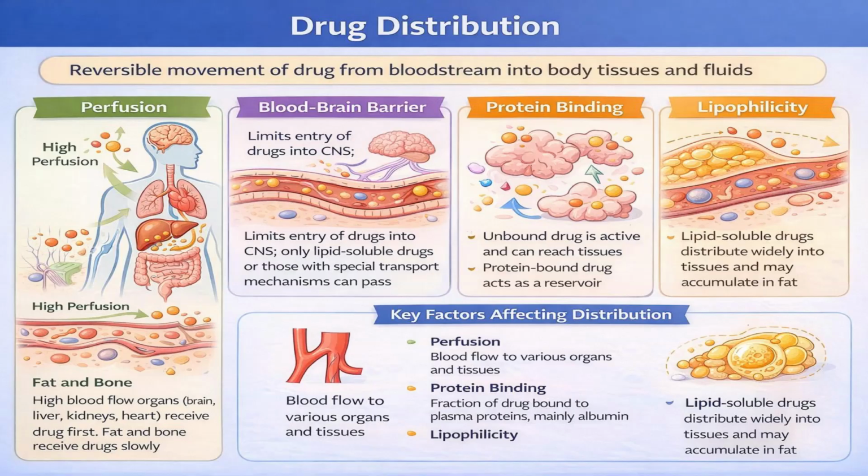Many drugs bind to plasma proteins, mainly albumin. Only the free, unbound fraction of a drug is pharmacologically active and capable of producing a therapeutic effect. Protein-bound drug acts as a reservoir, prolonging drug presence in the bloodstream. Changes in protein binding can significantly affect drug activity and toxicity.